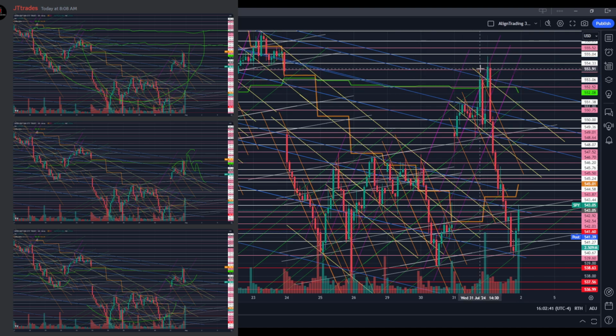And what do we see? We have this head and shoulder right here. I'll go over this on the 1 minute, but we also grab this liquidity from yesterday. You can see right here, and this is how we start this move down.